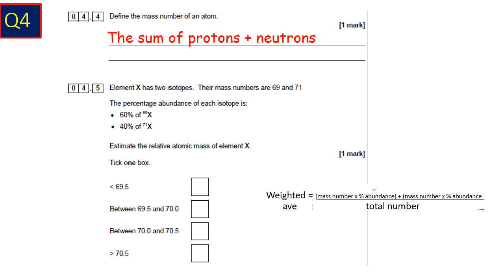This is where we do weighted averages of isotopes. And to do that, you times the mass number of each one by its percentage abundance, and add it to the mass number times percentage abundance of any other isotopes there might be, and divide by 100. So, in this case, it would be 60 times 69 plus 40 times 71 divided by 100. We will be ticking this box here.